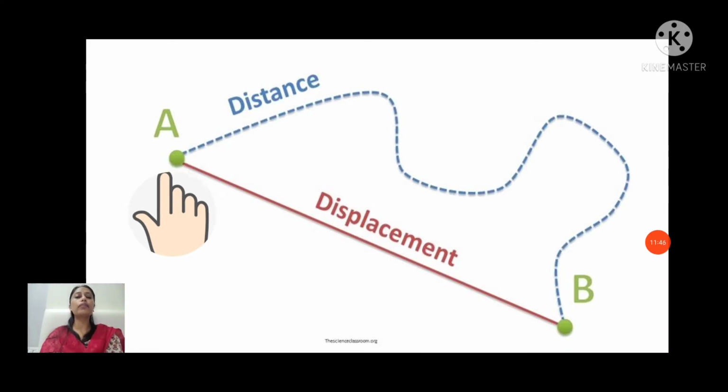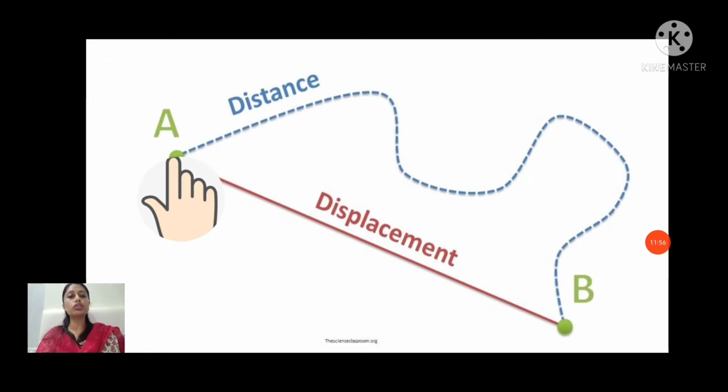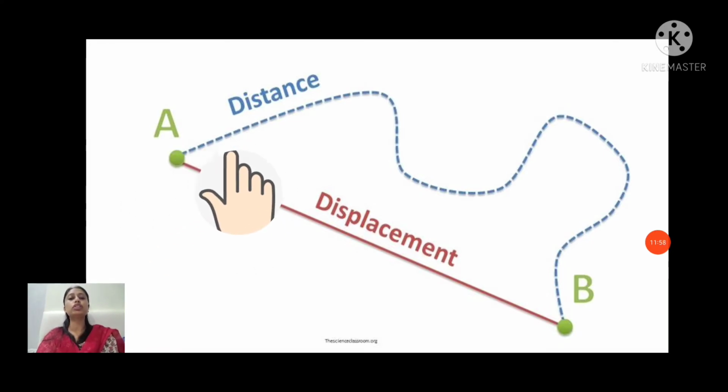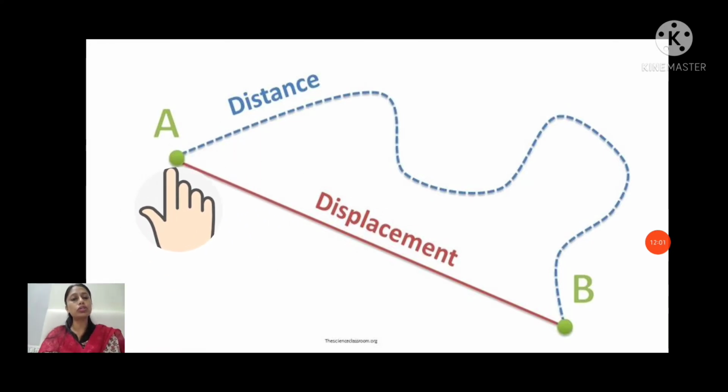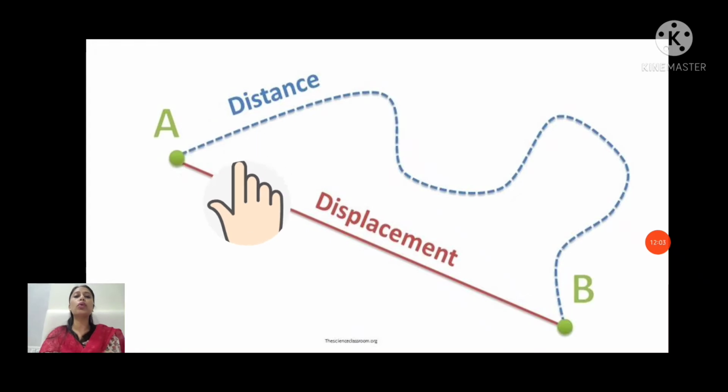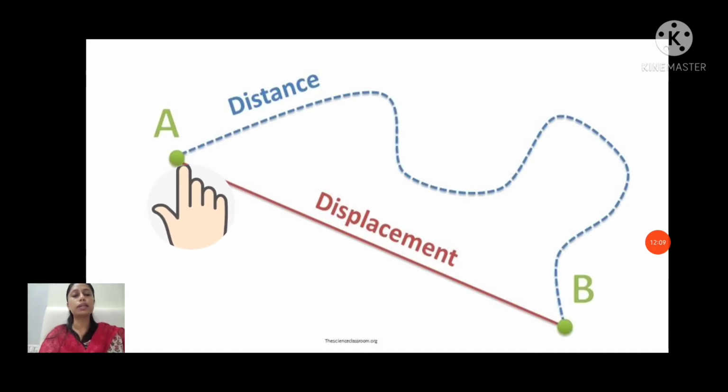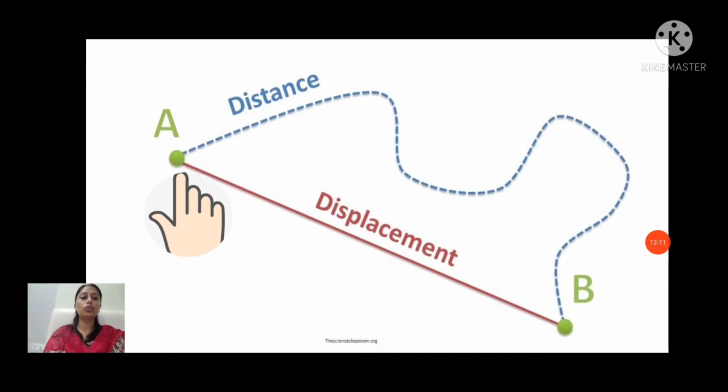But if we talk about the displacement, if our points are the same, displacement means what? The difference in initial and final position. Our initial position is point A, and our final position, our ending point, is also A. If both the initial and final positions are the same, then there is no shortest distance, which means the displacement is 0.